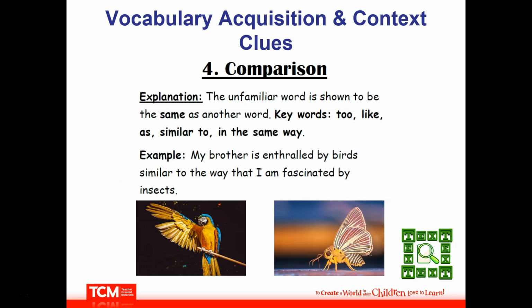So if we look at this, the comparison context clue. Well, the explanation is that the unfamiliar word is shown to be the same as another word. And so you're going to get some keywords with this comparison context clue, which I like because it helps students be able to identify this.